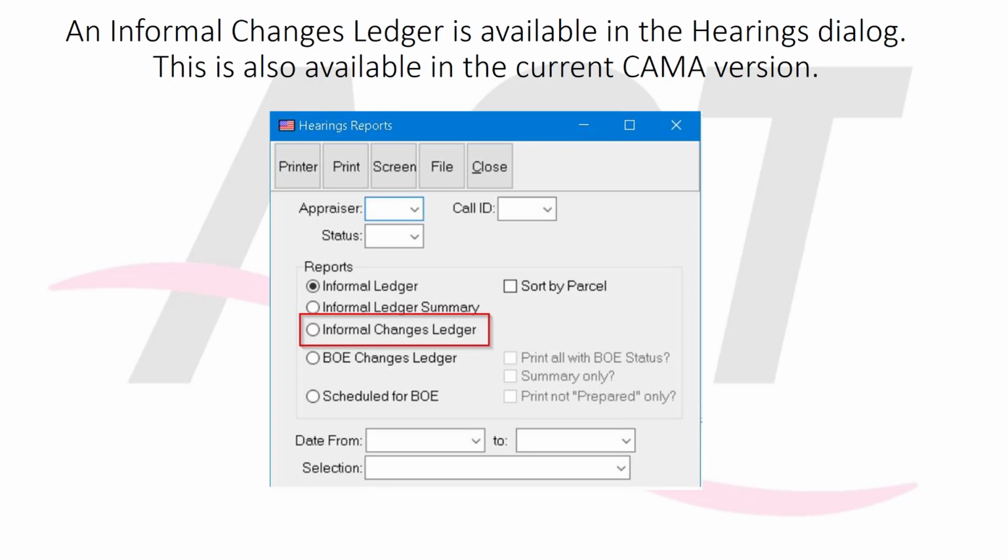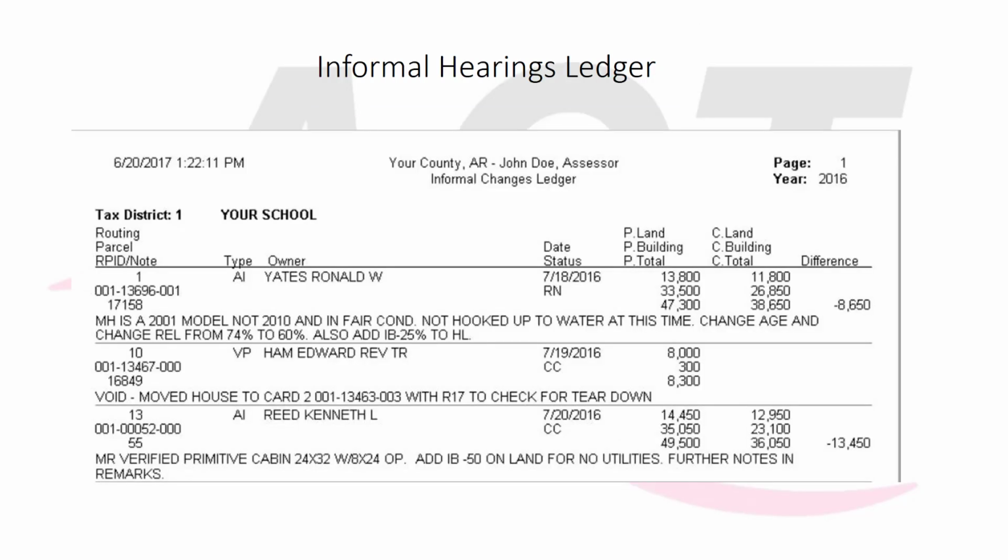We now have an informal changes ledger available in the hearings dialog. This is also available in the current CAMA version because it is a request from the Assessment Coordination Department. They want to know not only what board changes were made, but also informal changes. So if you use your hearings function, you can get this report right back out. And here is what a sample of that report looks like.